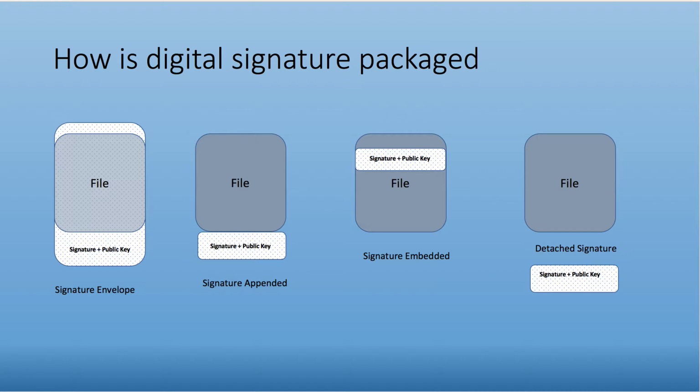Now, a digital signature can be packaged in many ways. So we look at four of those. One is where the whole file gets enveloped inside a signature. The second way is where you append a signature at the bottom of the file, at the end of the file. In the third option, we insert a signature somewhere inside the header of the file. And in the fourth option, we will see how to generate a detached signature.